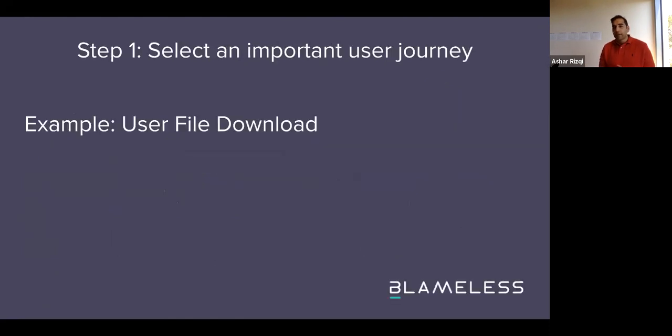Okay, so step number 1, let's select a user journey. In this case, it's quite obvious. What is the user trying to accomplish here? Well, they're trying to download a file. So selecting a user journey is as simple as explicitly stating what my user is trying to do.